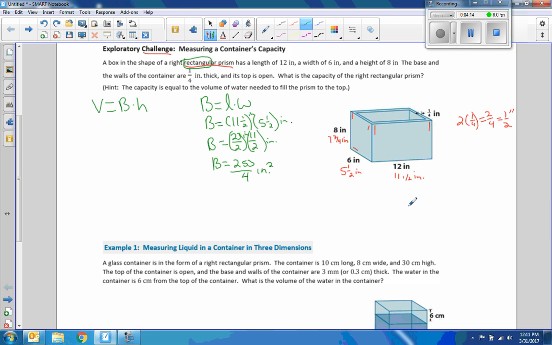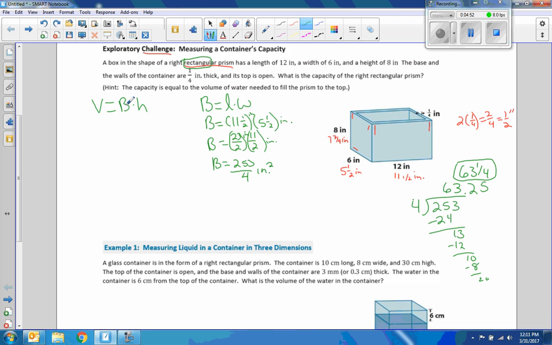And just so you can get a feel for what that is, 253 over 4 means 253 divided by 4. And 4 goes into 25 6 times, remainder 1, and 4 goes into 13 3 times. 4 times 3 is 12. Subtract, remainder 1. 4 goes into 10 twice, remainder 2, and 4 goes into 23 5 times. So that is going to be equal to 63 1/4, just to give you an idea. Okay, the area is 63 1/4 square inches.